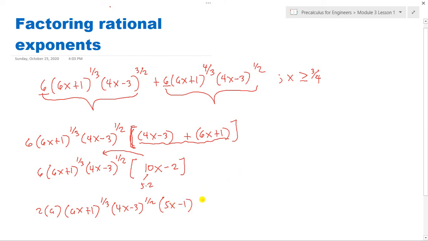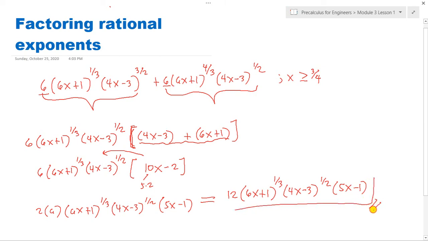So to finalize our answer, this is equal to 6 times 2 is 12 times 6x plus 1 raised to 1/3 multiplied by the other 4x minus 3 raised to 1/2 times 5x minus 1. So this would be our final answer in factoring this kind of expression involving rational exponents.